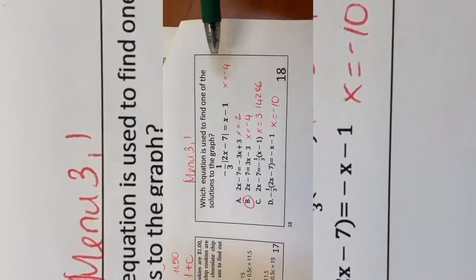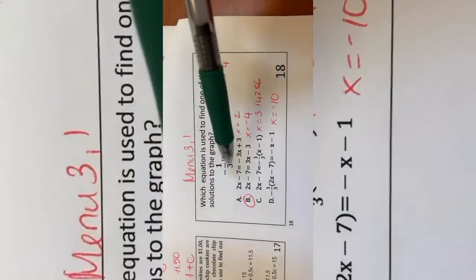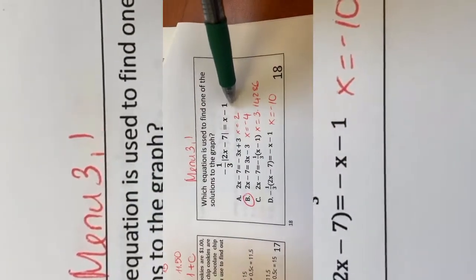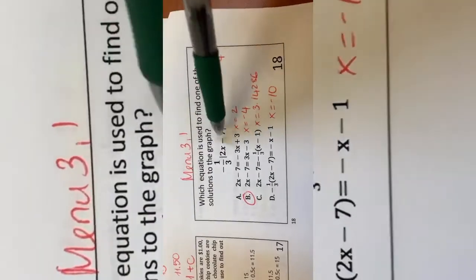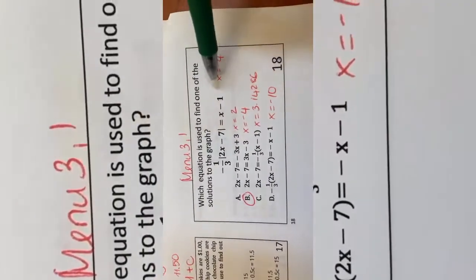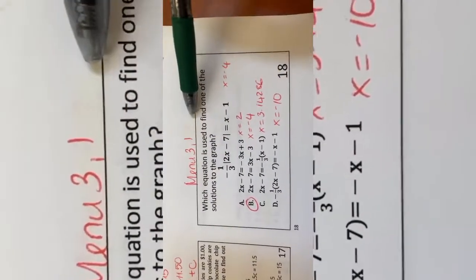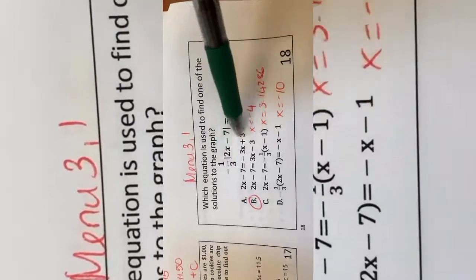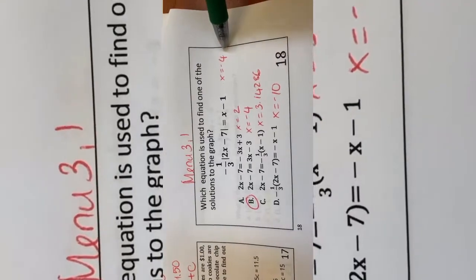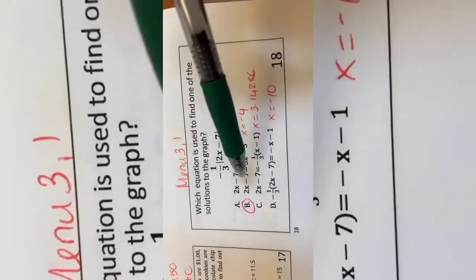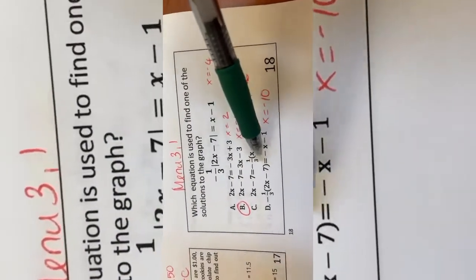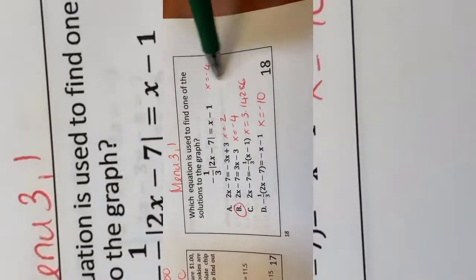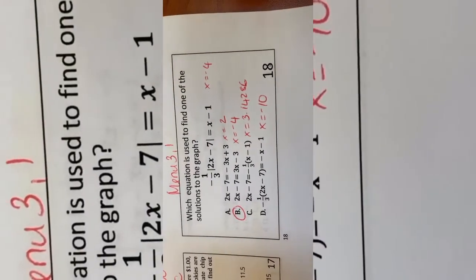Next, which equation is used to find one of the solutions to the graph? So that means we have this one. Even though they say graph, for this one you're just gonna use Menu 3-1 in the calculator. It's just faster that way. So you do Solve for the question, you got x equals -4. And then you do it for each of the answer choices. Whichever gives you exactly the same answer is your final answer. Alright?